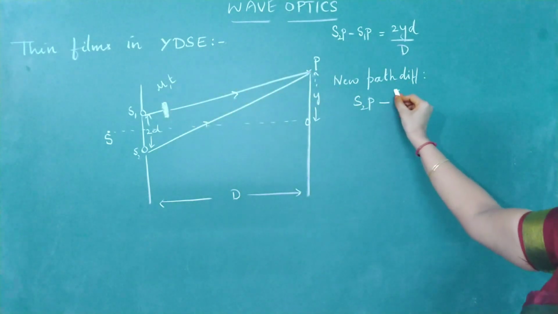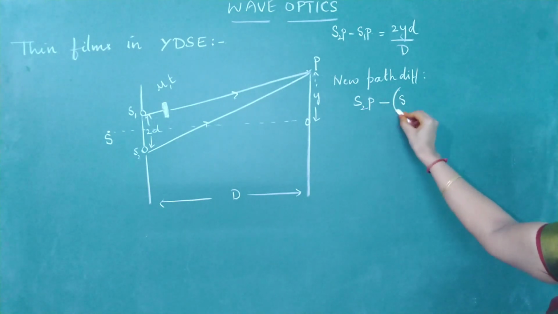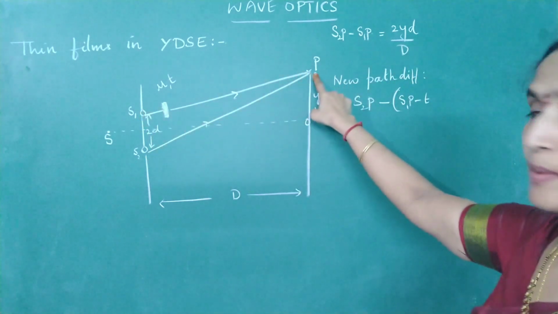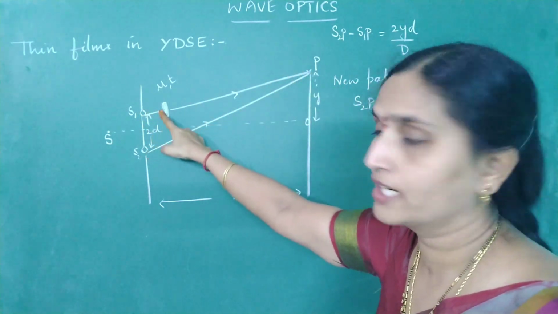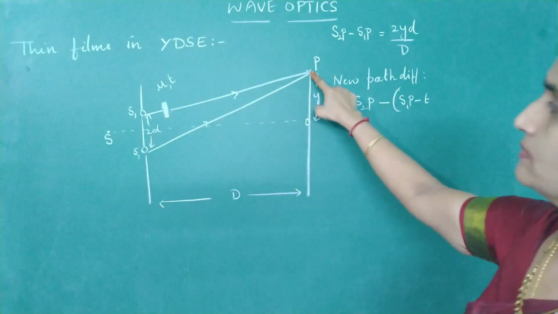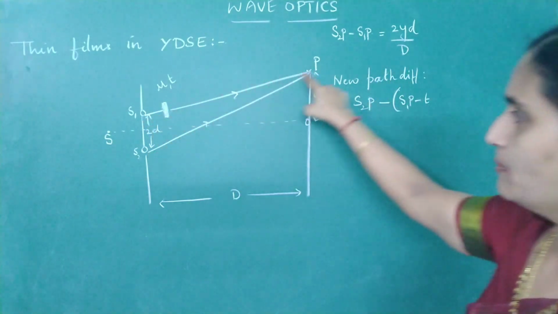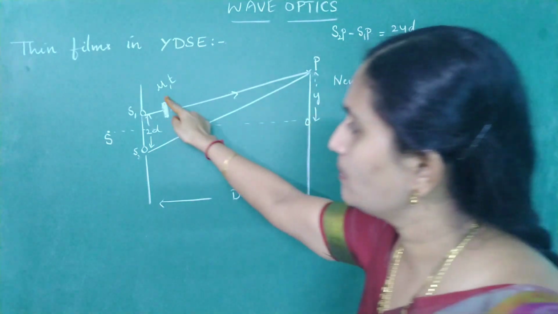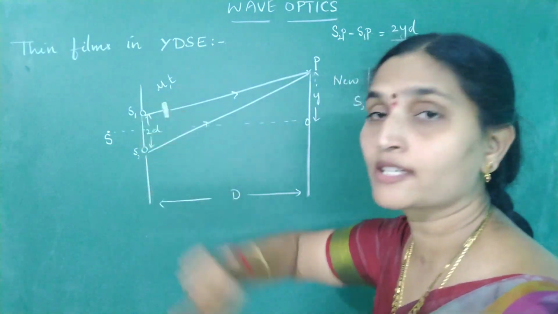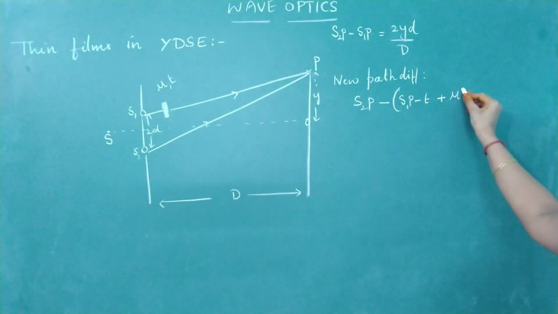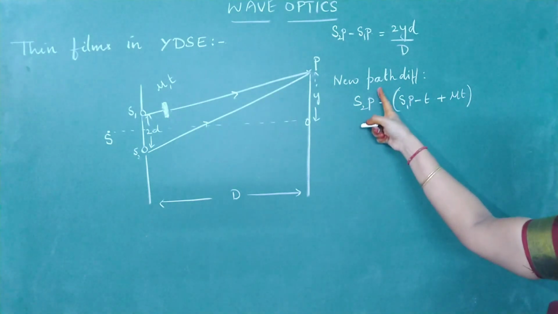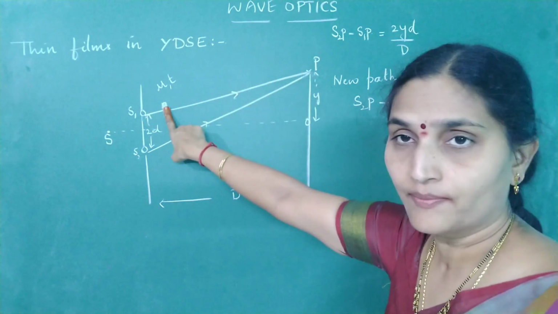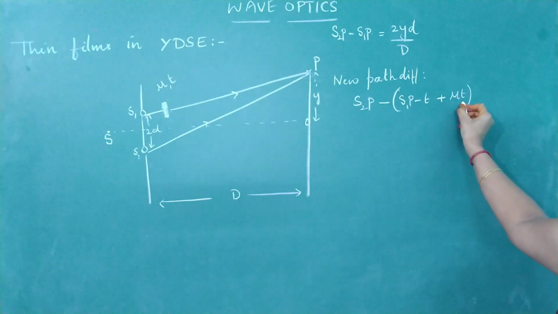So, what is this total distance from S1 to P? S1 till one end of the film, other end of the film till here. Can I write it as S1P minus T? I am writing the distance from S1 to P. So, S1 till one end of the film, other end of the film till the point P is S1P minus the thickness of the film, plus what is the optical path? If you want to replace this thickness with optical path, I will write it as mu into T. So, what is the new path difference? S2P minus S1P minus T plus the optical path mu into T.